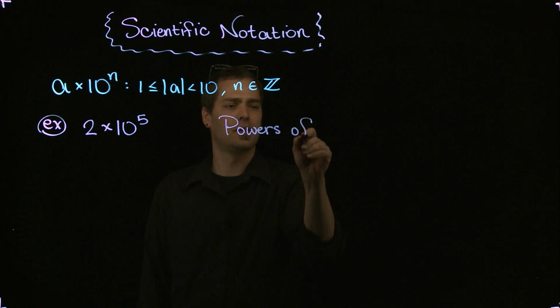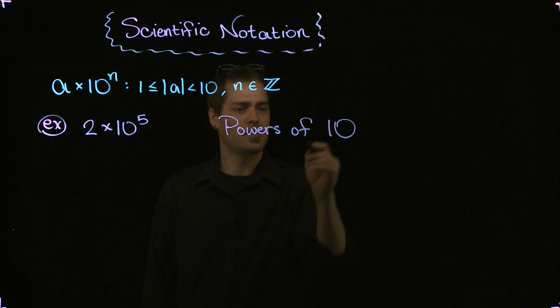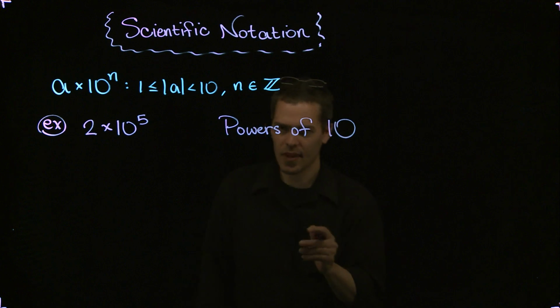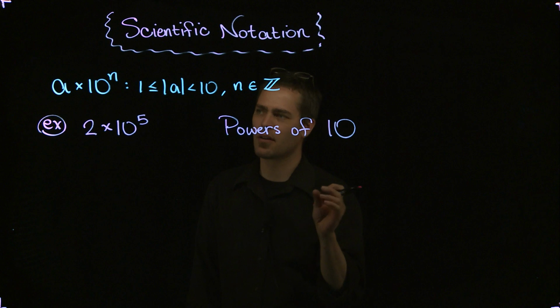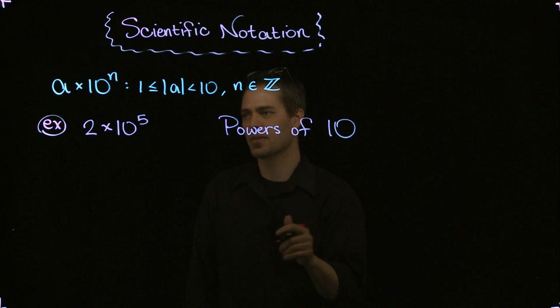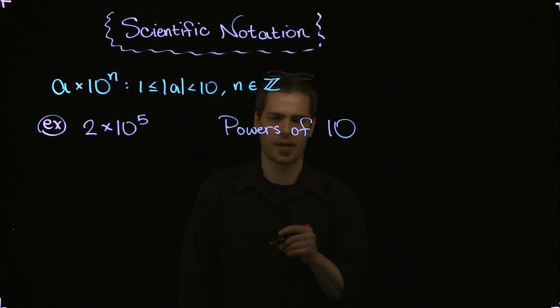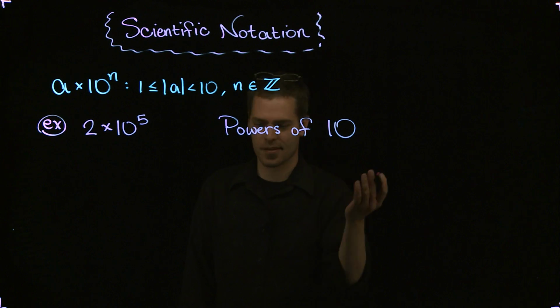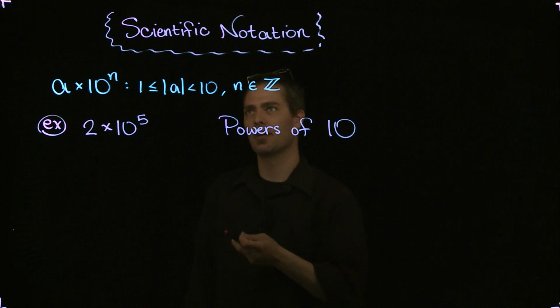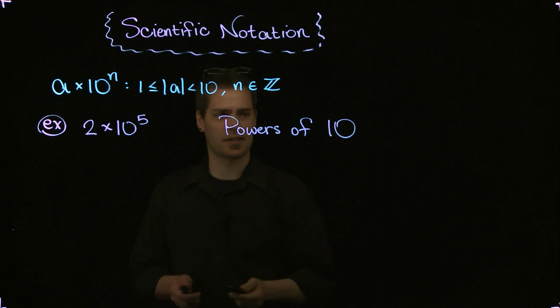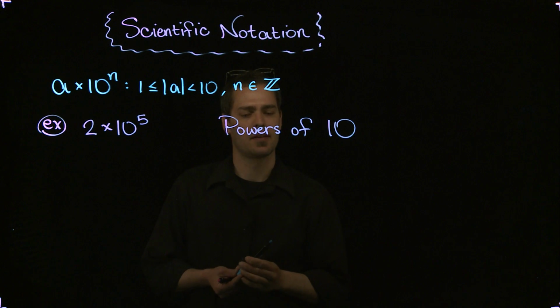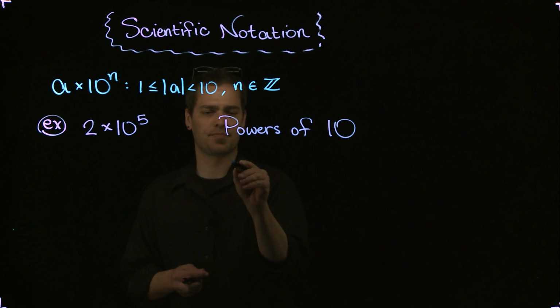Powers of 10. Scientific notation takes advantage of powers of 10 to write very large numbers or very small numbers in a nice, concise way. And it's used by scientists often because we deal with very large numbers and very small numbers. So perhaps that's where it gets its name, scientific notation. So let's just take a look at some of the powers of 10.